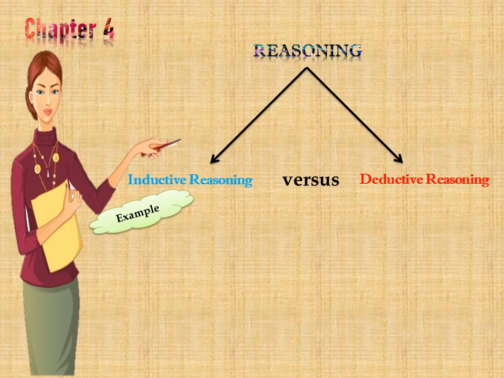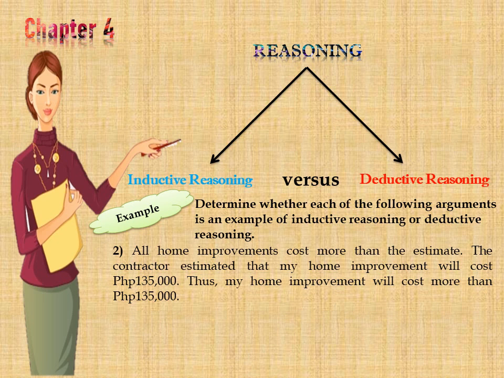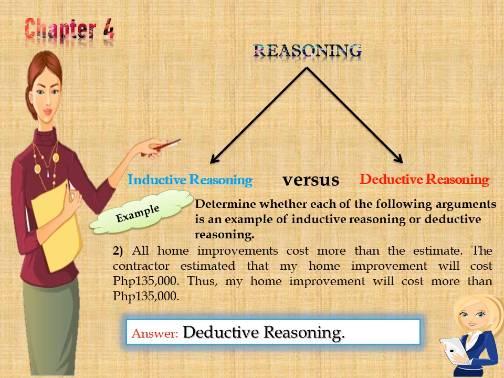For our second example, all home improvements cost more than the estimate. The contractor estimated that my home improvement will cost 135,000. Thus, my home improvement will cost more than 135,000. So since here, the conclusion is a specific case of a general assumption, therefore, we can say that this argument is an example of deductive reasoning.